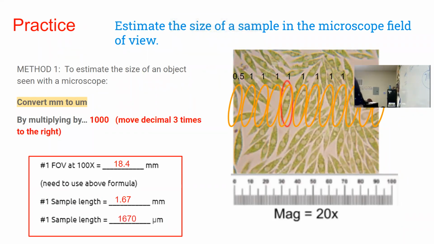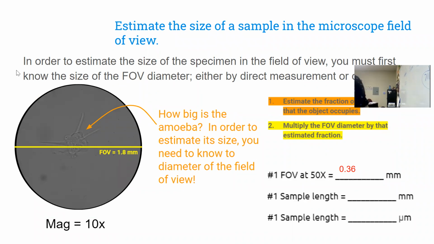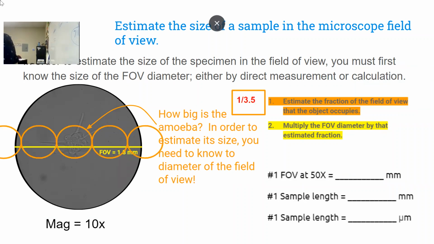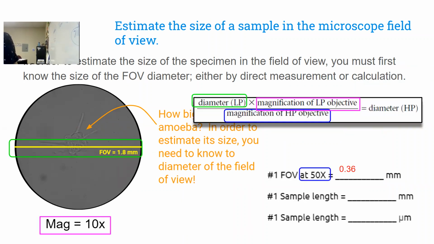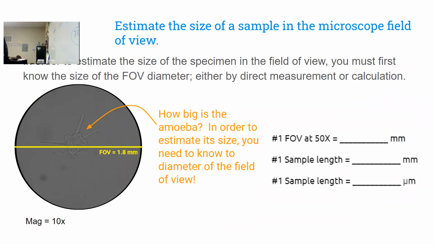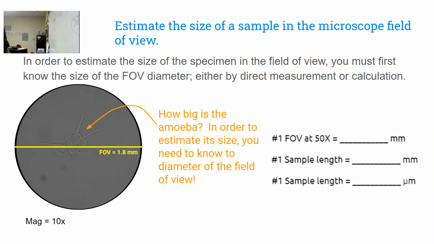Let me just go over one more example. Okay, so here we go. We're gonna do this example here. We're doing the same thing we just did. Follow these steps that we have on the board. This one you're gonna have to do all the steps, I think. So our first step, we need to find the field of view at low power.